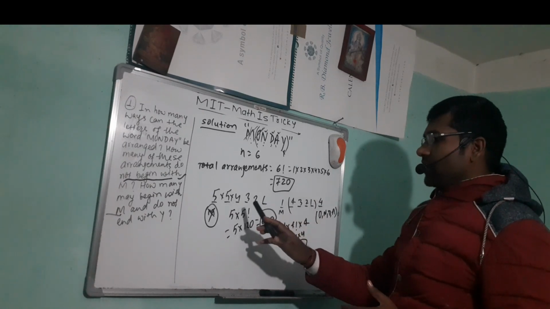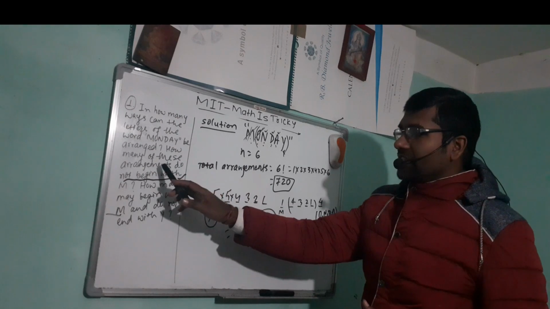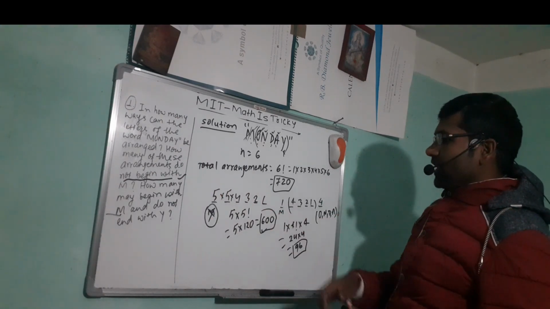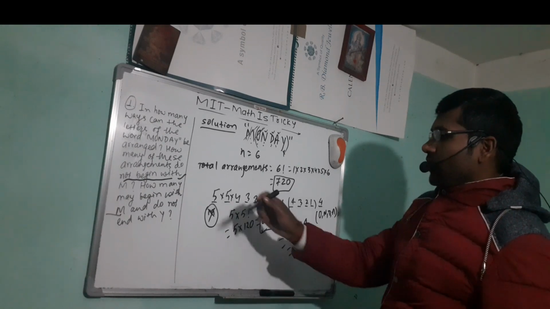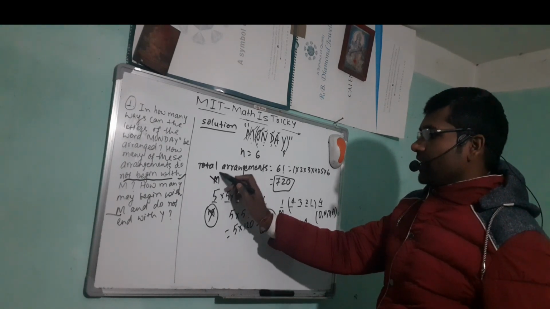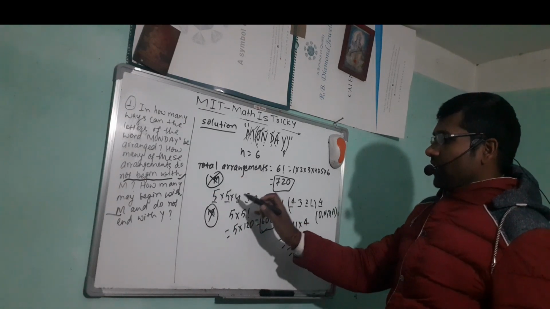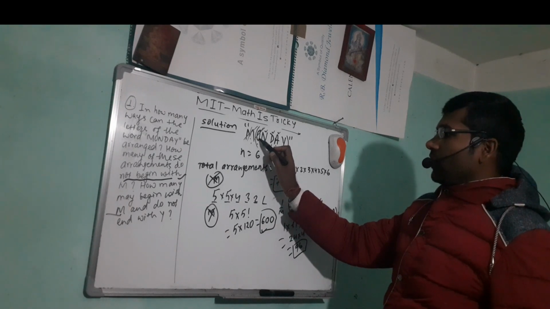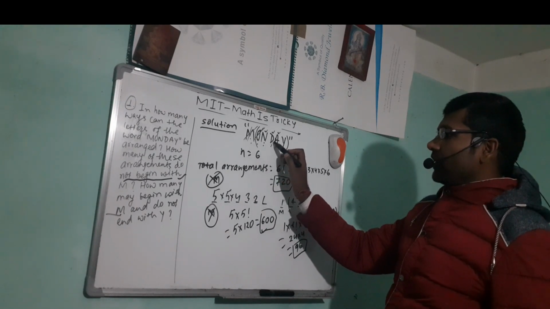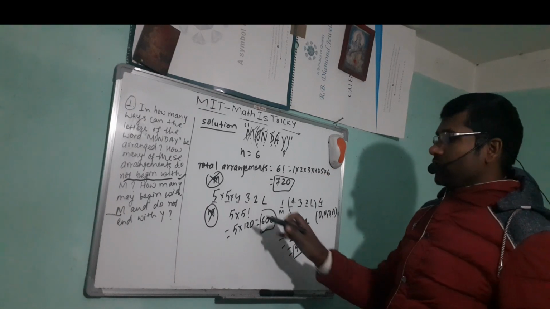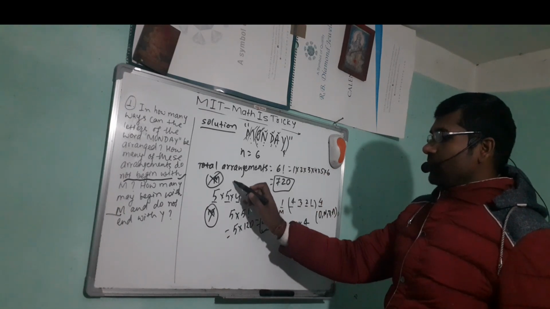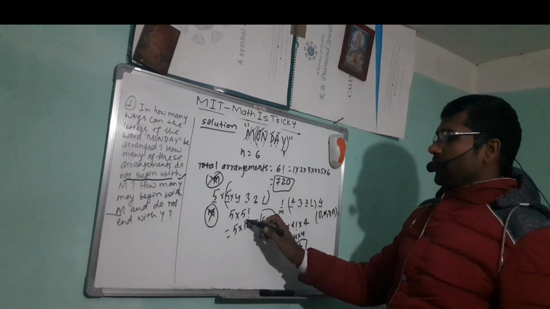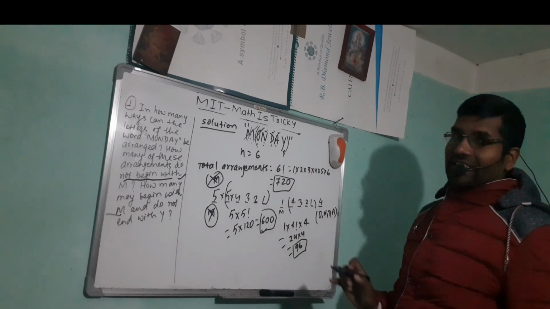The second part is: how many of these arrangements do not begin with M? That means we are not allowed to write M in the first place. So the first place should be filled with O, N, D, A or Y. There are 5 choices. Now the remaining 5 places can be filled with 5 elements in 5 factorial ways. So it is 600.